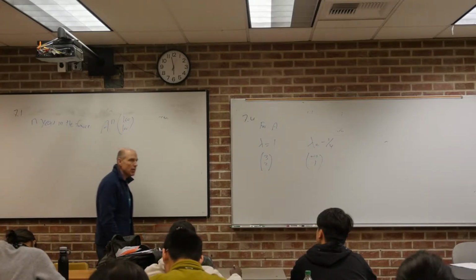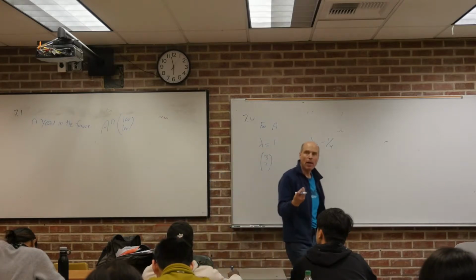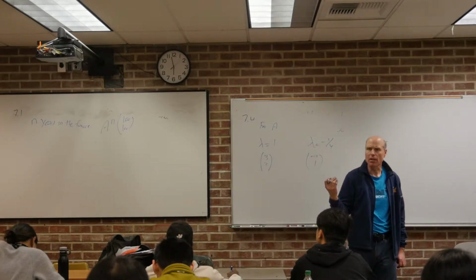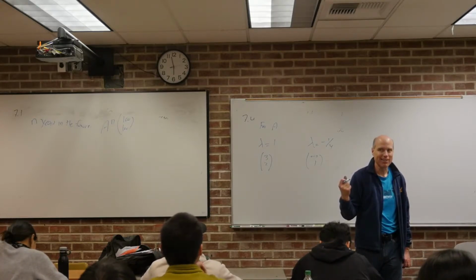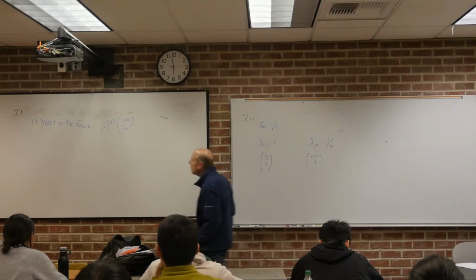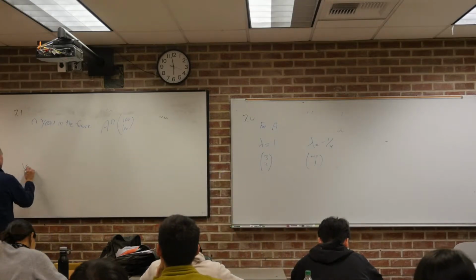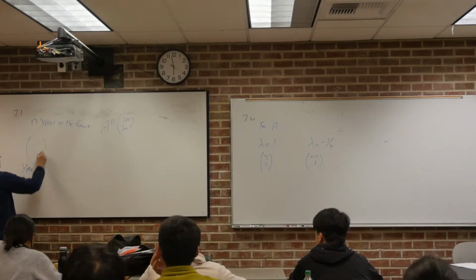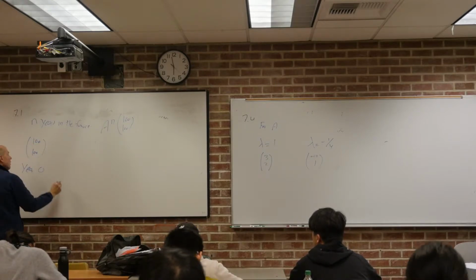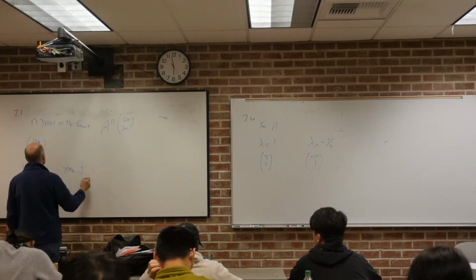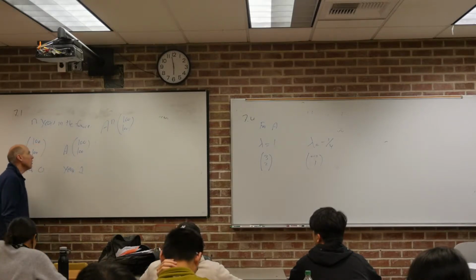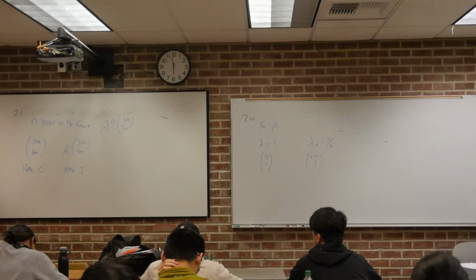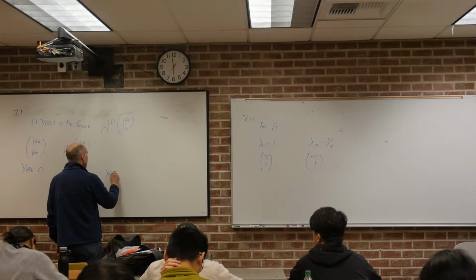If I want to go n years into the future, do you see that's just multiplied by A to the n? Can we talk about that? Year 0 is 100, 100. And the way I get to year 1 is I do the transition matrix times 100, 100. So this is the year 1 population.